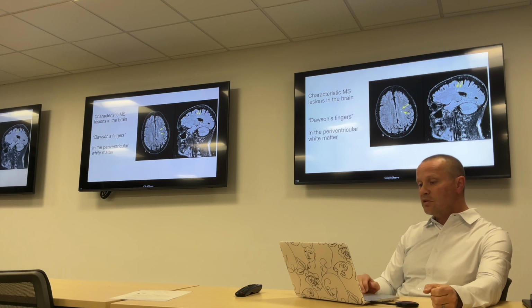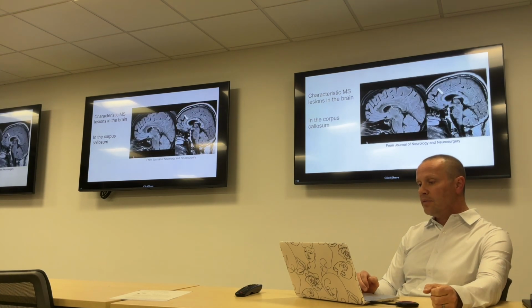So Dawson's fingers and the periventricular white matter are very classic. Like I was saying earlier, lesions in the corpus callosum are not something that you get with microvascular disease, small vessel disease, but very common with MS.